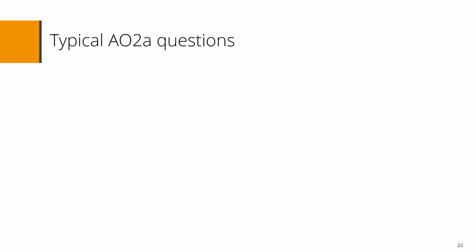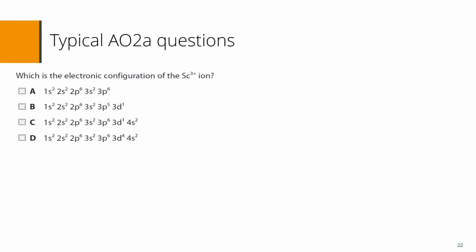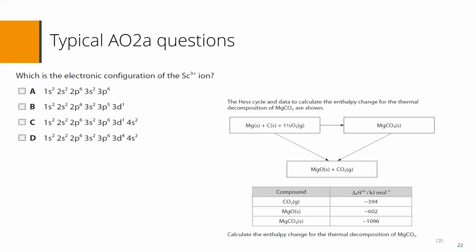Here's a typical AO2 question. What is the electronic configuration of the scandium 3+ ion? Now, that is not mentioned on the specification, but of course, candidates are expected to know the electronic configuration of the first row transition metals, so they should then apply their knowledge of the electronic configuration of the scandium atom and then say which 3 electrons are going to be lost to form the 3+ ion, and therefore deduce the electron configuration of the scandium 3+ ion. So that is classified as AO2A because they have some work to do to come up with the answer.